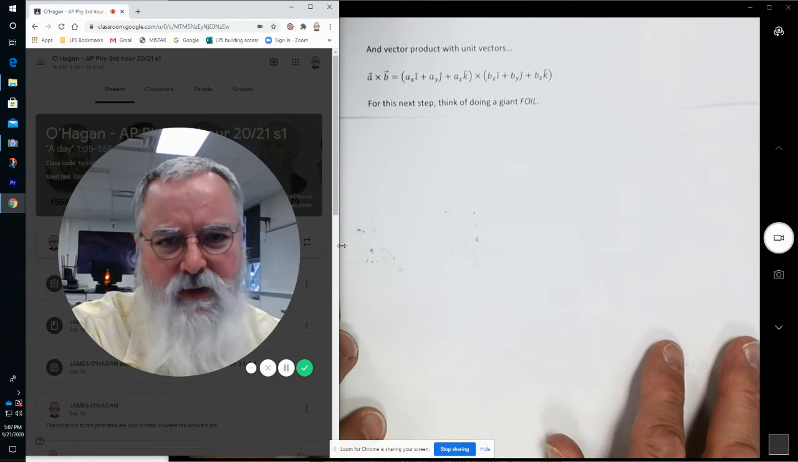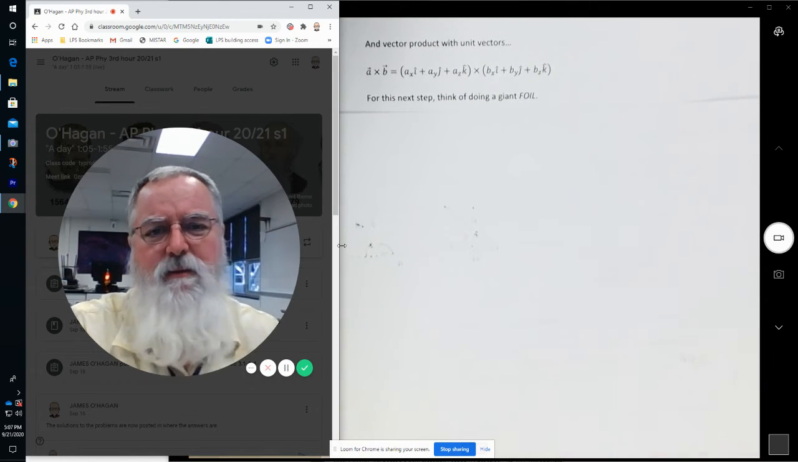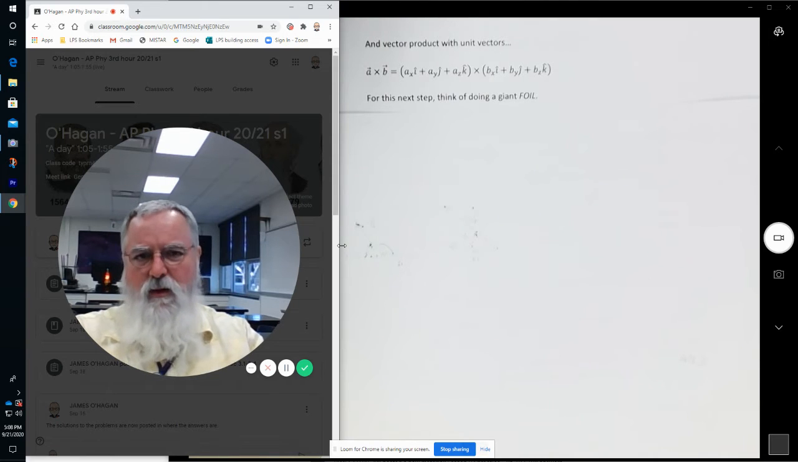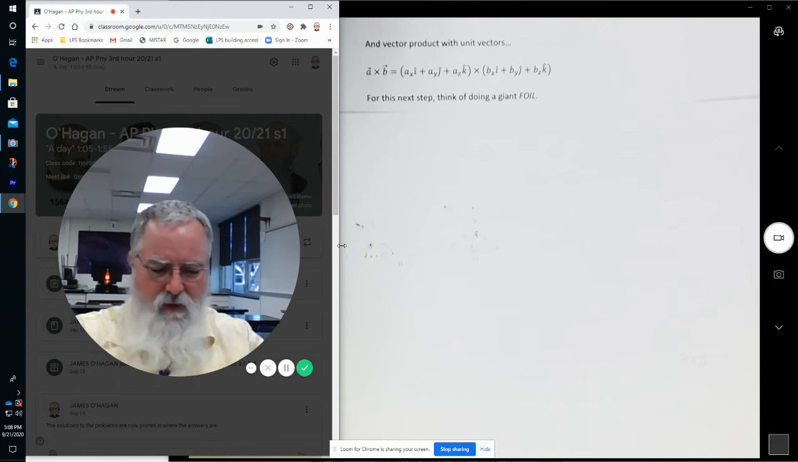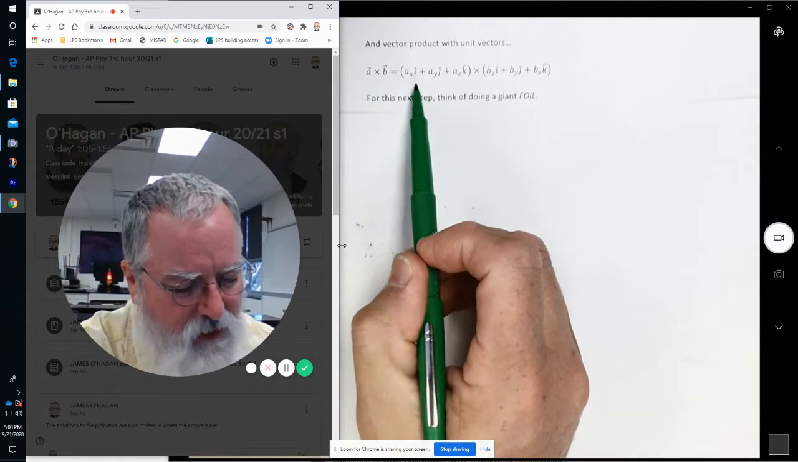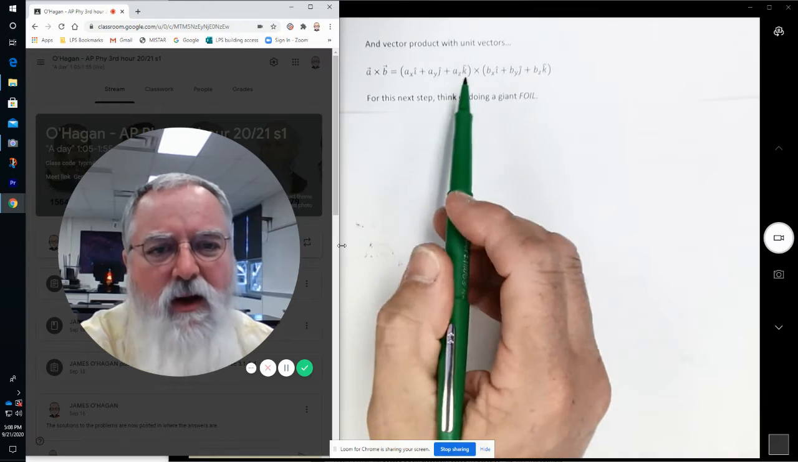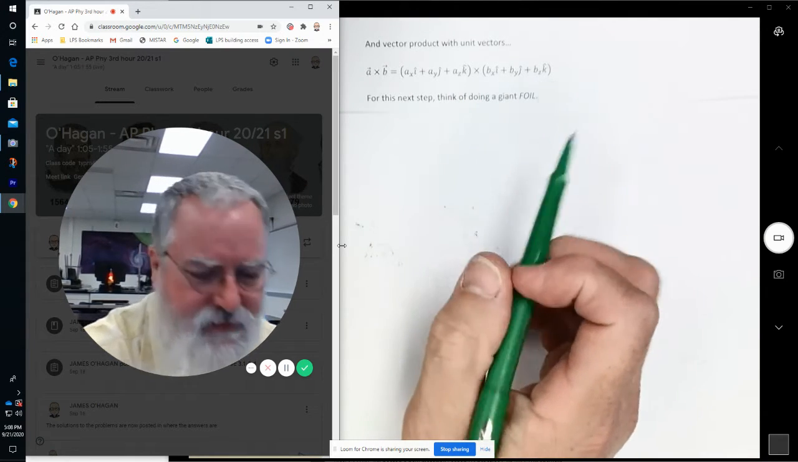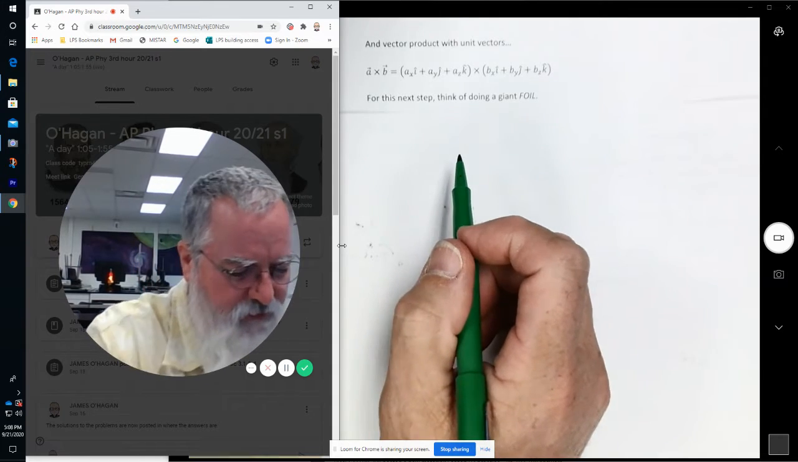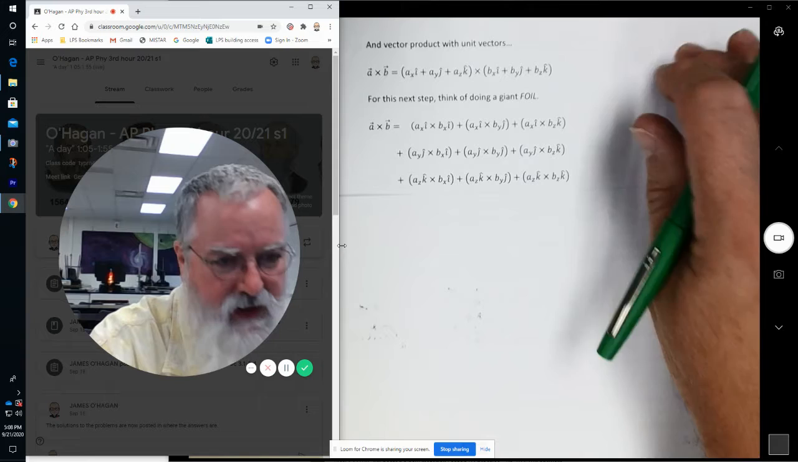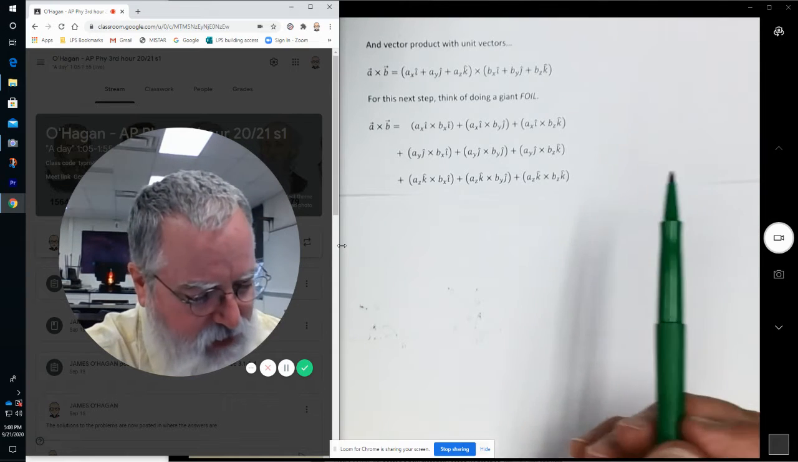Now we're going to do a vector product with unit vectors. A cross B equals, well, there's my A vector, there's the cross, and here's my B vector. For the next step, think about doing a giant FOIL, just like we did before. I explained it before, same exact explanation.